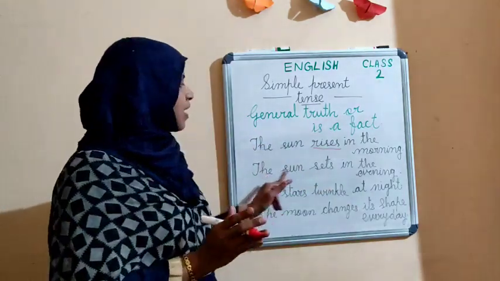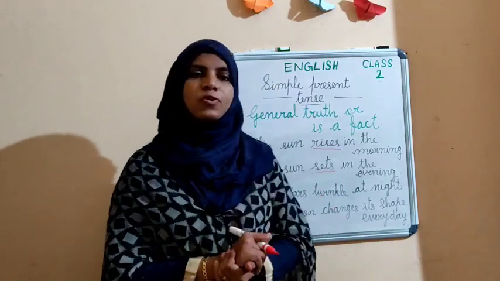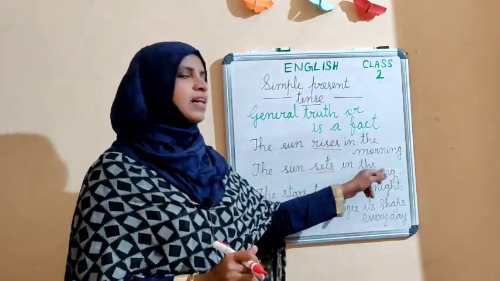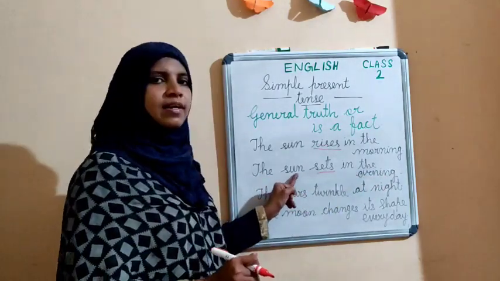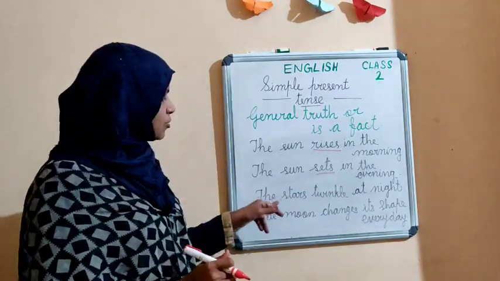Okay. The sun sets. That is also a fact. That time we use simple present tense. The sun sets in the evening. Here also the subject is sun, so yes, S with the verb. Now come to the next line.